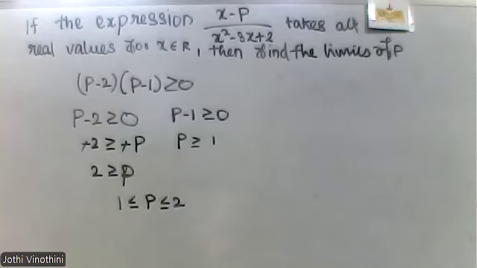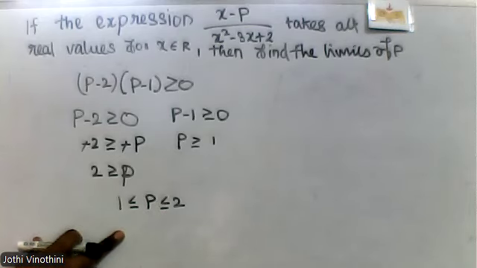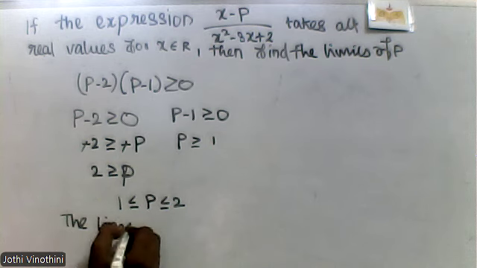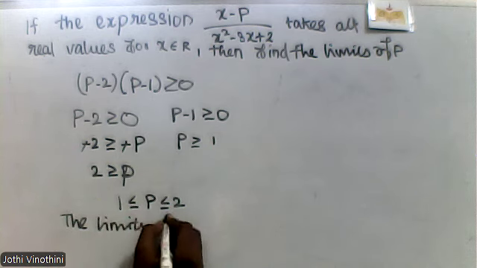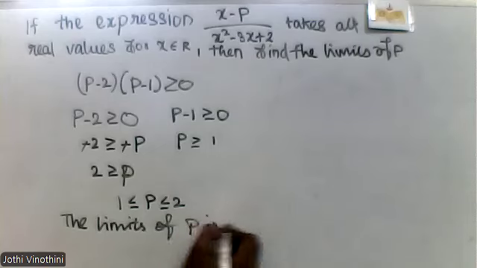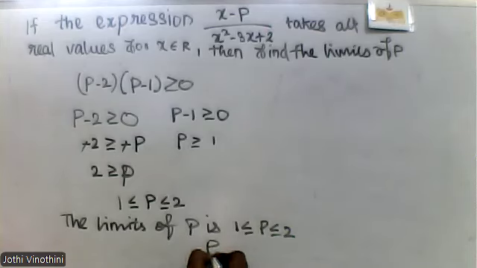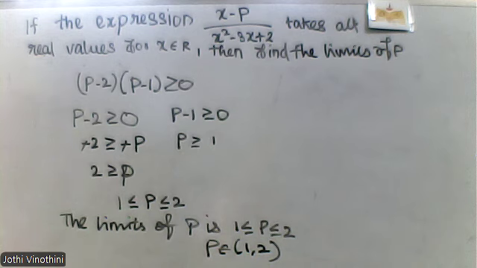So what we have to find? We have to find the limits of p. Did we find the limits of p? Yes, we found the limits of p. So we can write the limits of p is 1 less than or equal to p less than or equal to 2. We can also write p belongs to 1 comma 2.